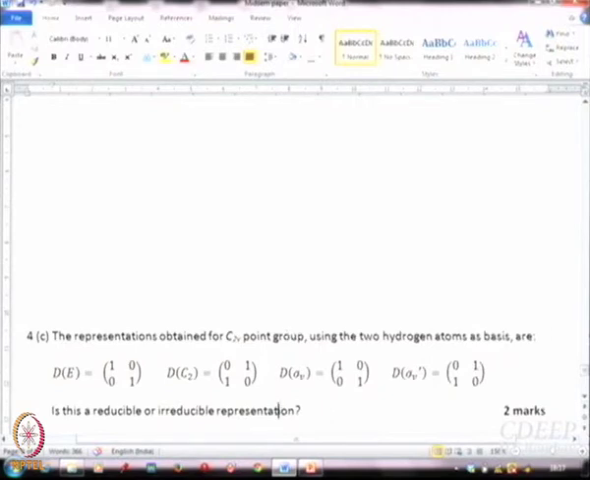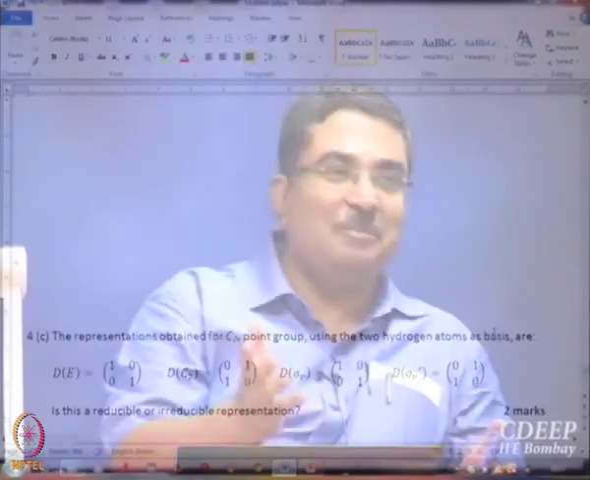This is the last question, 4C. The representations obtained for the C2V point group using the two hydrogen atoms as basis are E, C2, sigma V, sigma V dashed. What is the answer? Is this a reducible representation or an irreducible representation? Now you tell me what you have written. Has anybody written irreducible? There is no harm in owning up.